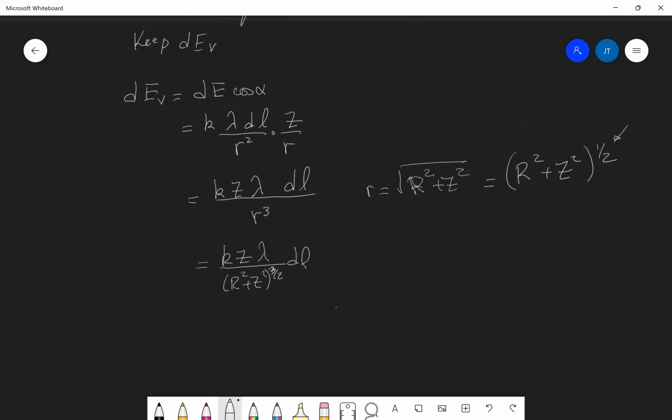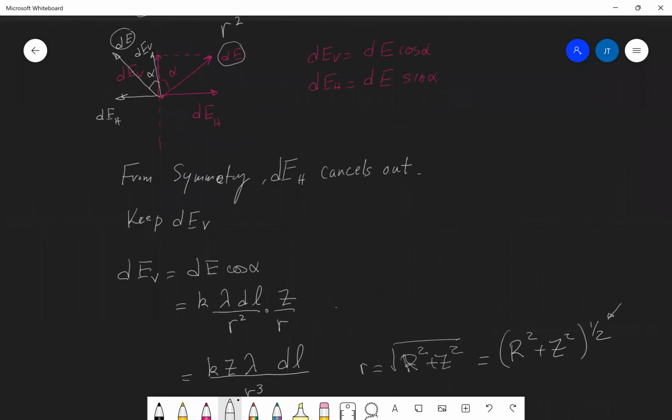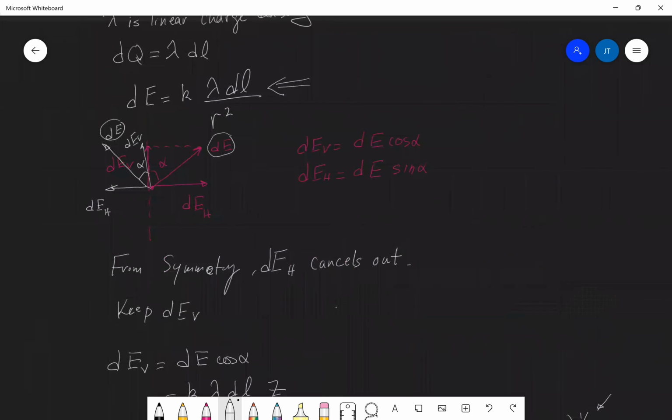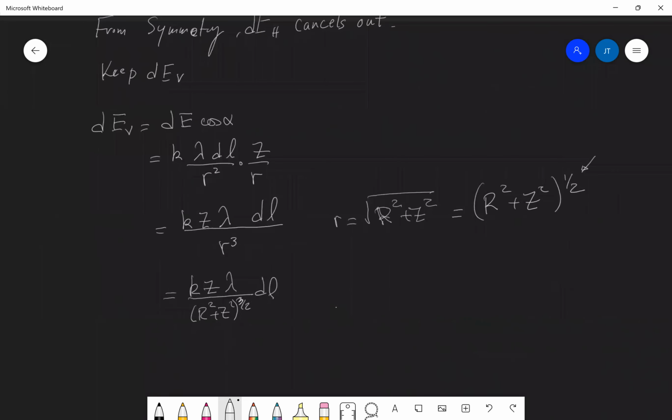Now this is my element, or infinitesimal, electric field. So all I need to do now is go around the circumference like this, starting maybe from here, and go around the circumference and add up all these contributions coming from these little dLs. Okay? And each dL is giving me this much contribution right here.